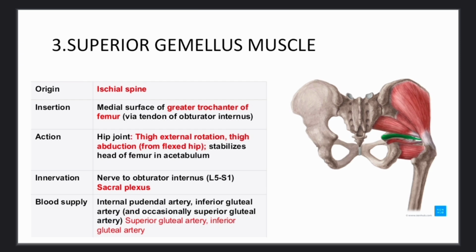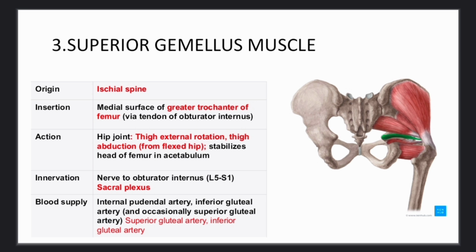Its origin: the superior gemellus originates from the ischial spine of the hip bone. Insertion: it inserts into the medial surface of the greater trochanter of the femur along with the tendon of the obturator internus. So remember greater trochanter of the femur for this deep muscle group. Nerve supply: the superior gemellus is supplied by the nerve to obturator internus arising from sacral plexus L5 to S1, and blood supply is provided mainly by the superior and inferior gluteal arteries.